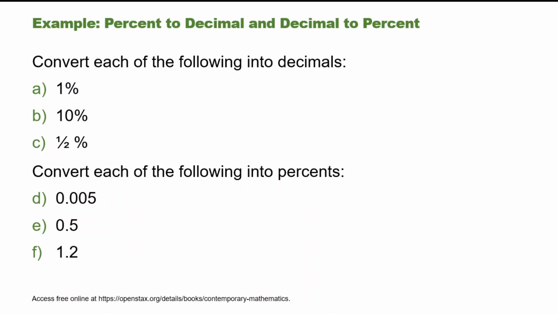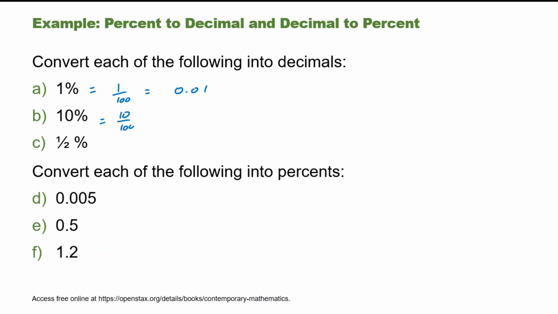Example, percent to decimal and decimal to percent. Convert each of the following into decimals. Part A, 1%. Well, again, 1% is 1 divided by 100, which is equal to 0.01. So 1% is 0.01. Part B, 10%.